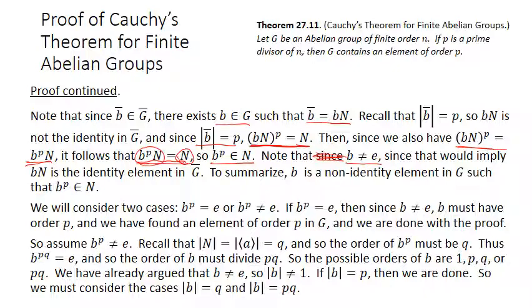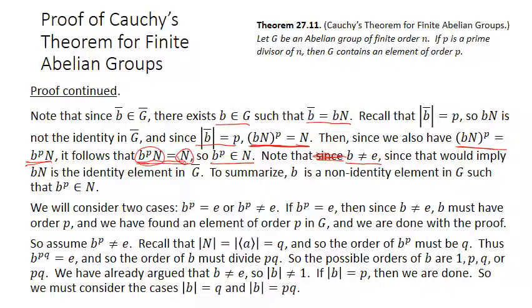So if b to the p is the identity, then since b is not the identity, b must have order p, and we have found an element of order p in G, and we're done with the proof. You might want to pause and think about for a little while why exactly b to the p equals e, and b not equaling e would mean that b has to have order p. So think about that for a little bit.